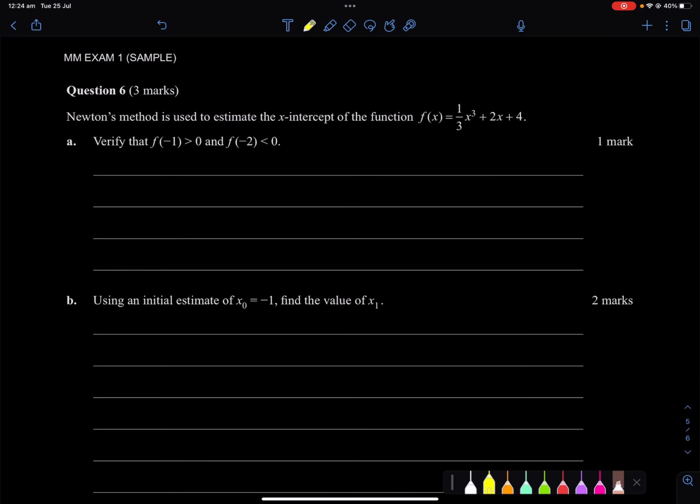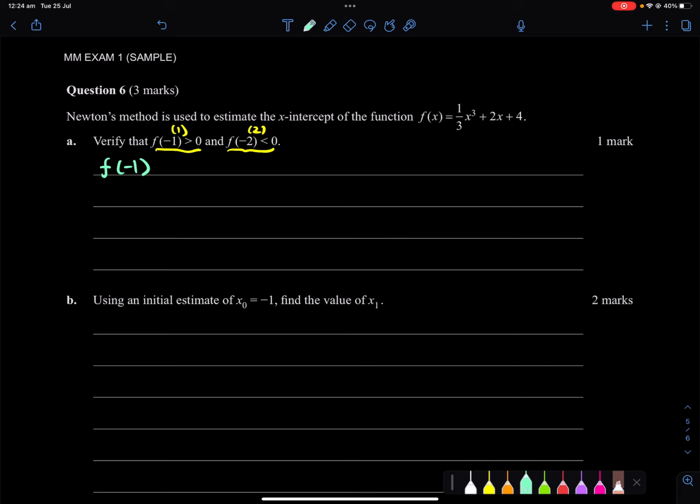So, Newton's method is used to estimate the x-intercept of a function f(x). Verify that f(-1) is greater than 0, and f(-2) is less than 0. Okay, let's verify the first part here. I'm going to use a different color. If we want f(-1), let's verify that. When something says f(-1) is greater than 0, we're saying that it's positive because it's greater than 0.